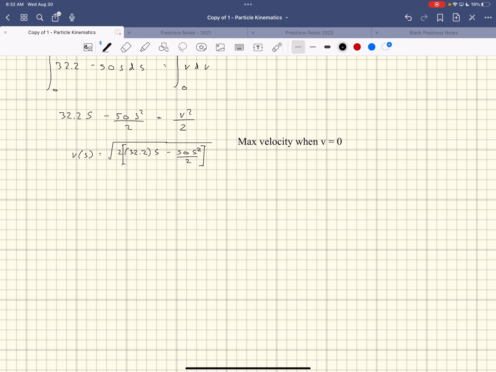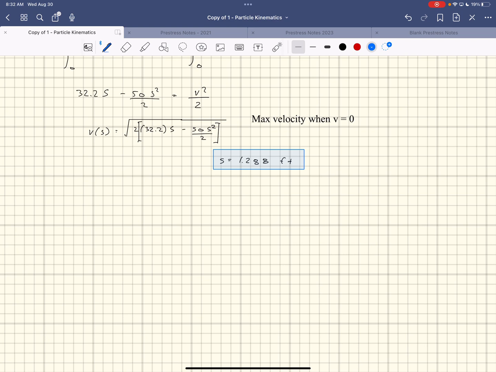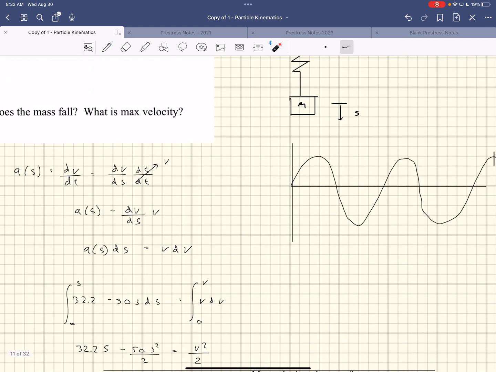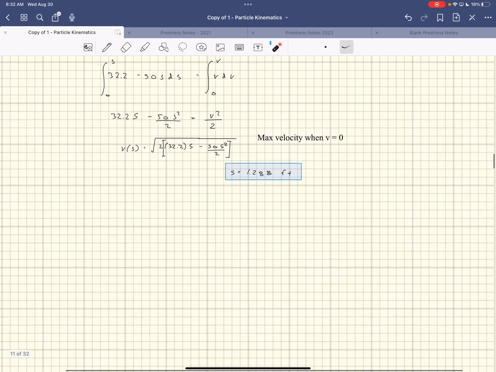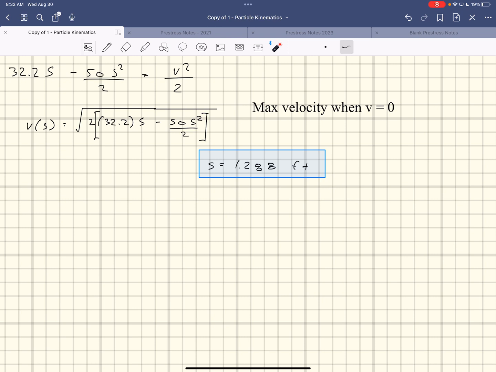Put it in the calculator, set it equal to 0, solve for s, and out pops the answer. s ends up being equal to 1.288 feet. Again, this is me being loose with units here. That 32.2, actually, it says feet per second squared, it was given to us up there. So you put everything in terms of feet per second squared, and you get that position. It's 1.288.